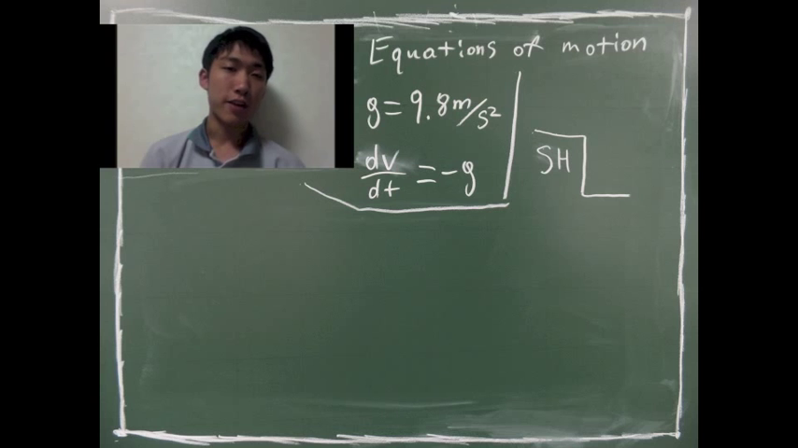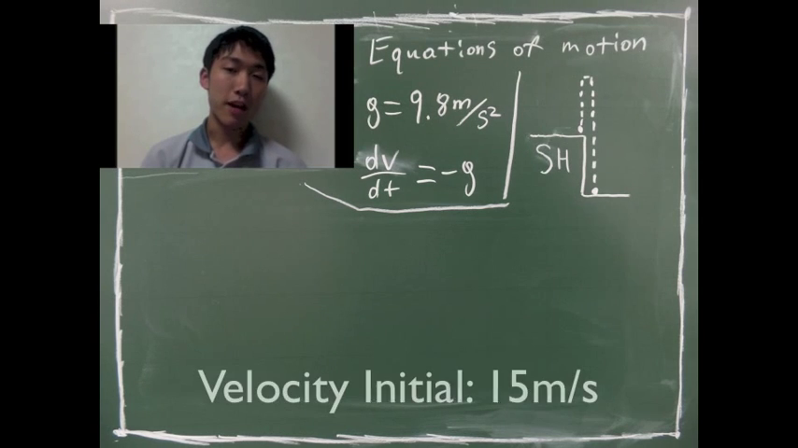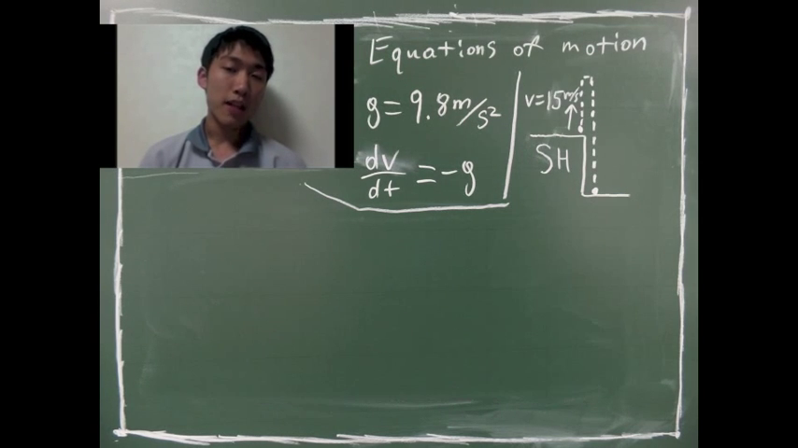Let us try another example. Shiwan throws a baseball vertically up on top of Summit Hall, which is 3 meters high. Calculate the maximum height as well as time taken for the ball to reach the ground.